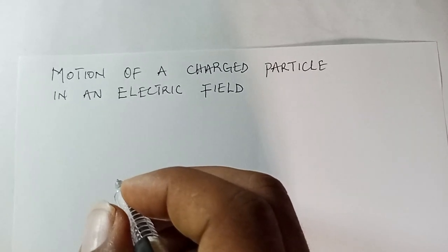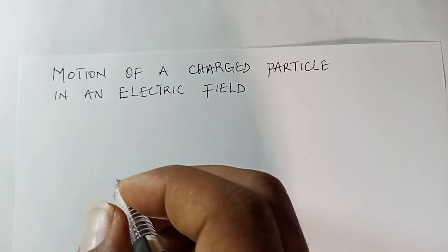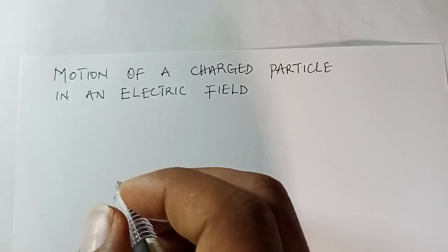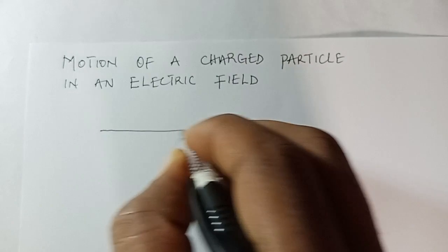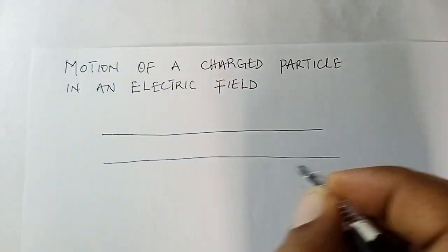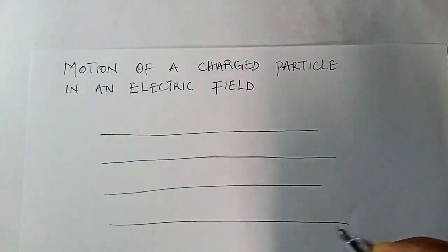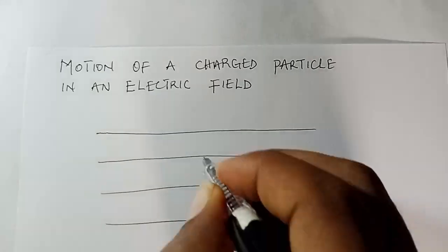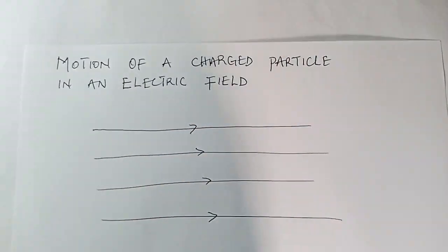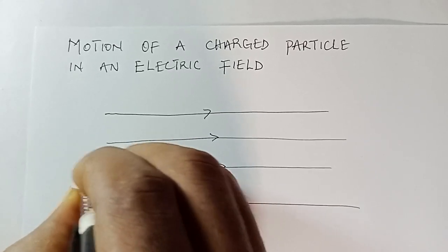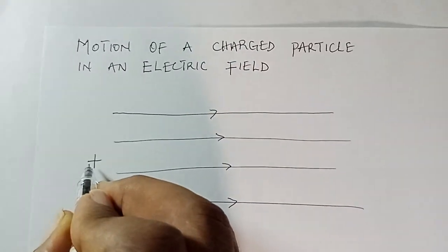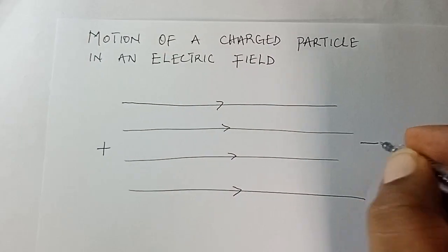Okay, today we're going to be talking about the motion of a charged particle in an electric field. When we have an electric field, this is the direction of the electric field. Now, if we have this part of the electric field to be positive, electric field flows from positive to negative.